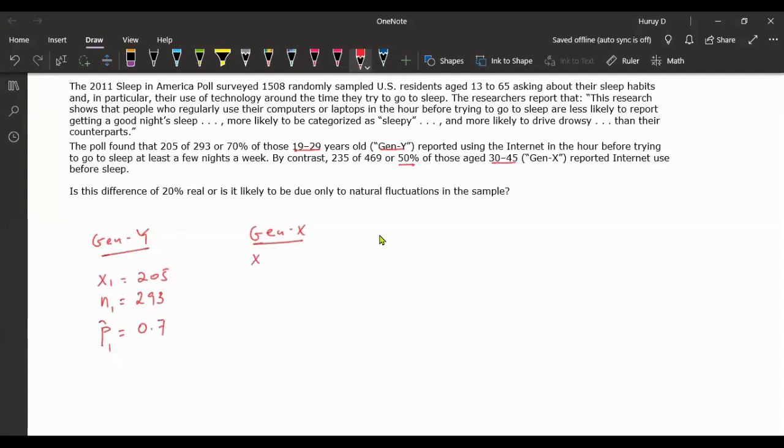And from here, x sub 2 is 235, n sub 2 is 469, and p-hat sub 2 is, basically, you divide those numbers, which is 0.5. Already it's given here. Now remember the steps.